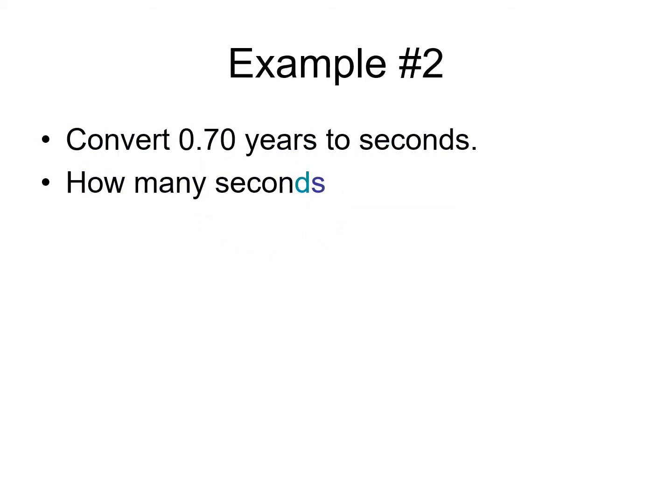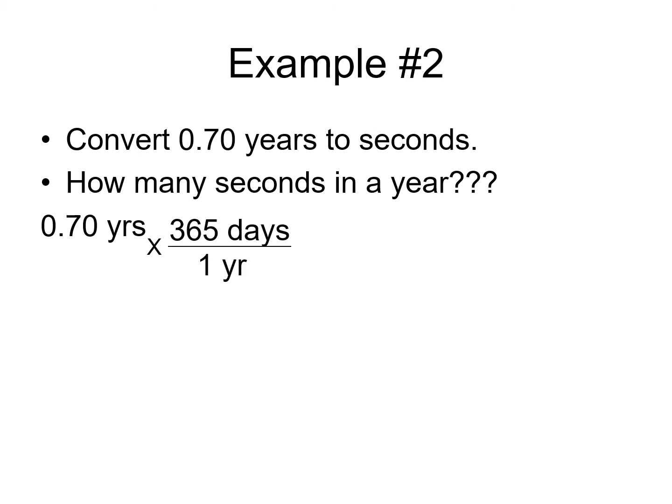Let's try another example. Let's convert 0.7 years to seconds. Now, do you know how many seconds are in a year? I don't either. But we can convert to some intermediate steps, some points in between that gets us from years to seconds. Now seconds is a smaller unit than years, so we need to go to other smaller units in order to get to seconds. I would say the first thing we probably want to go to is days. Now 1 year equals 365 days.